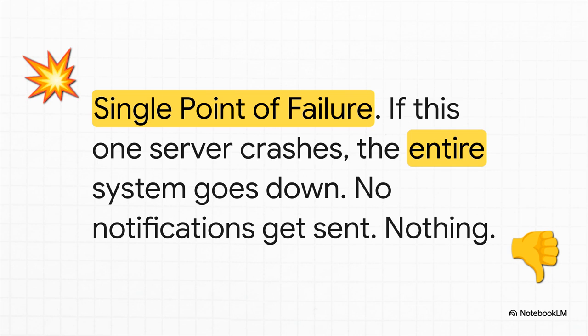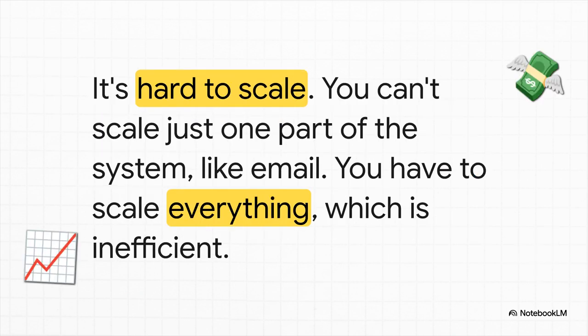If that one server crashes or just needs to be taken down for maintenance, the entire system is dead. Poof. No push notifications, no emails, no SMS. Nothing gets out. The second flaw is that it's incredibly hard to scale. What if we have a huge surge in email demand, but push notifications are just chugging along normally? With this monolithic design, we can't just scale up the email part. We have to scale up the entire server, which is wildly inefficient and gets very, very expensive.